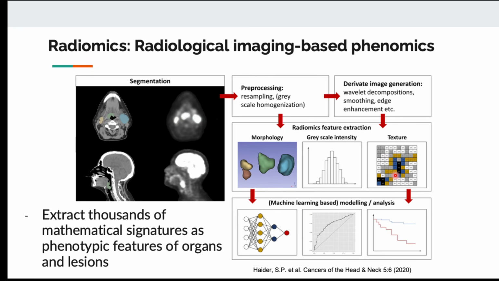And then we can use these thousands of phenotypes, basically phenotypes of this patient, to identify if any of those signatures can correlate with the disease or maybe correlate with the severity.